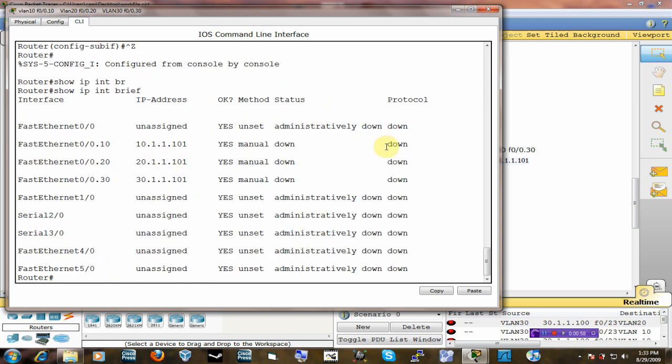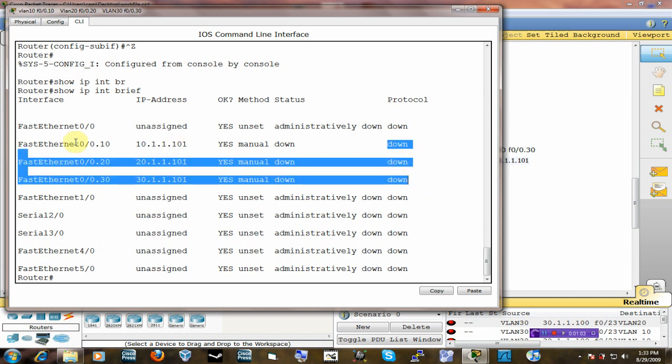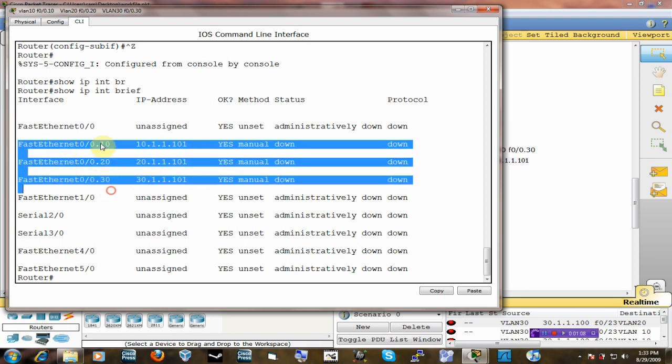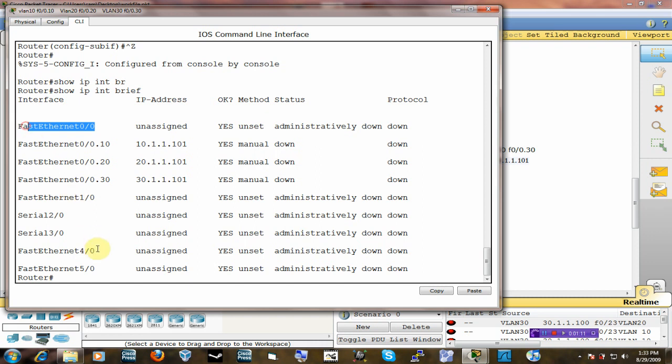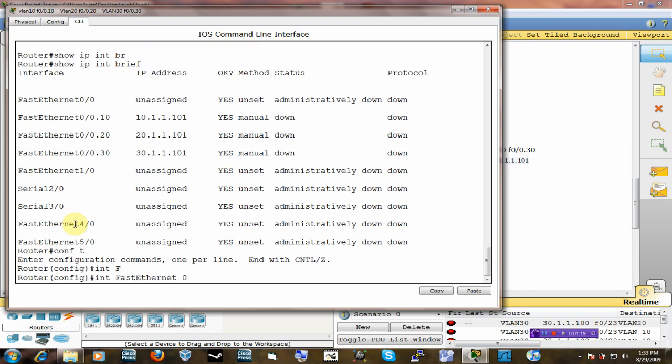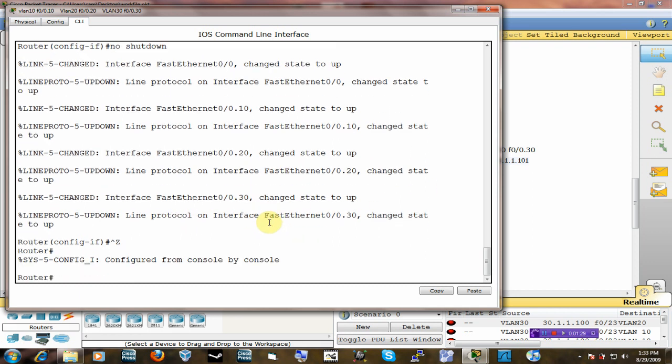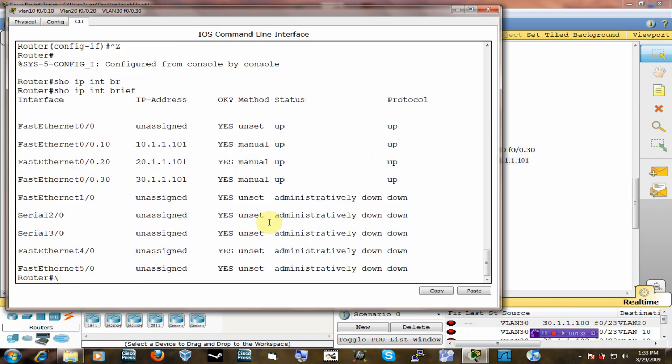Why is this so? This is because this is actually not a physical interface, it's a sub interface of the FastEthernet 0/0 interface. So to turn these interfaces on, the physical interface has to be on. So watch what happens whenever I turn FastEthernet 0/0 on. As you can see, the line protocol is up for all these interfaces, and let's confirm that. Now line protocol is up and status is up for these interfaces.